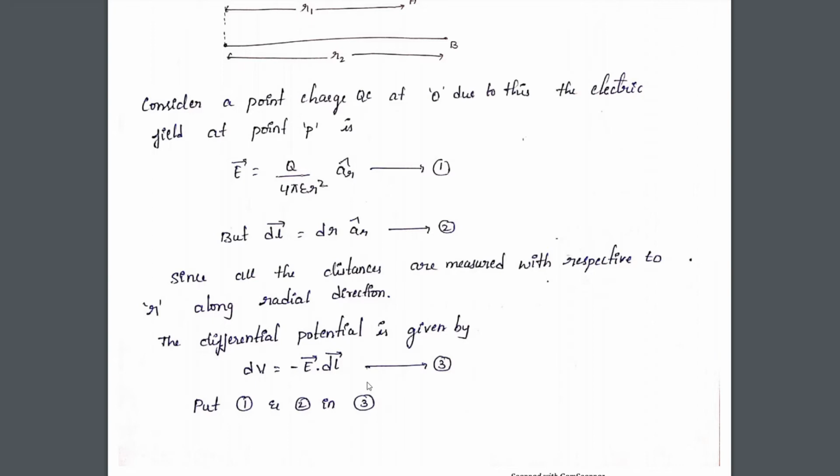Then afterwards, you consider the potential difference equation. So what is dv we have derived in the previous derivation here? dv is minus E dot dl, we have derived. You consider that equation here. So the potential difference is given by what? dv is equal to minus E dot dl.